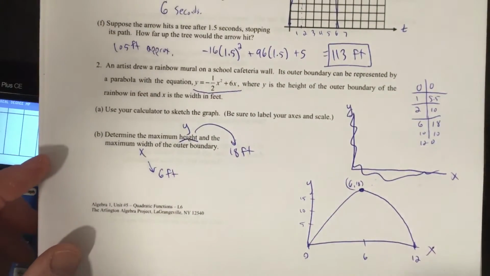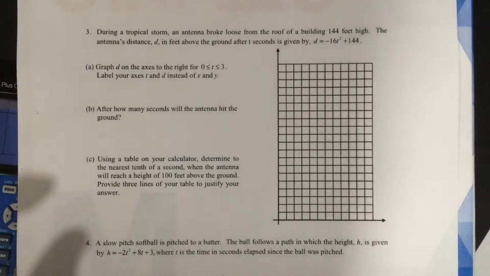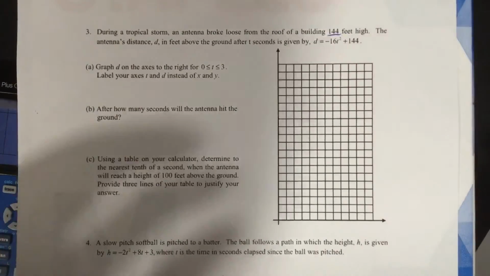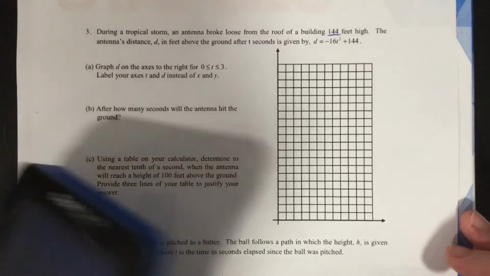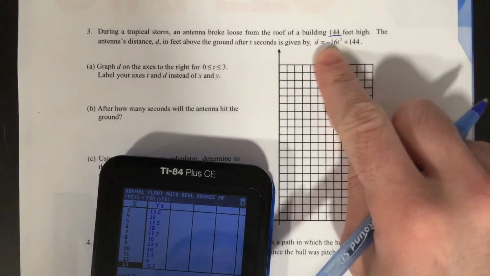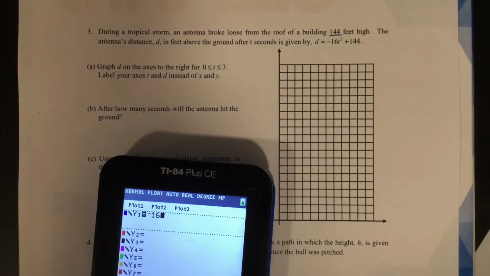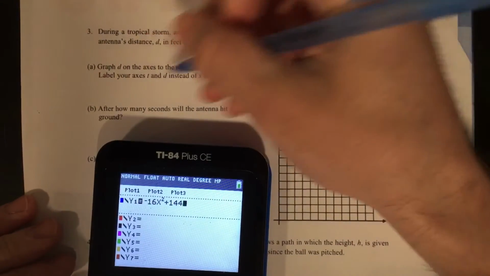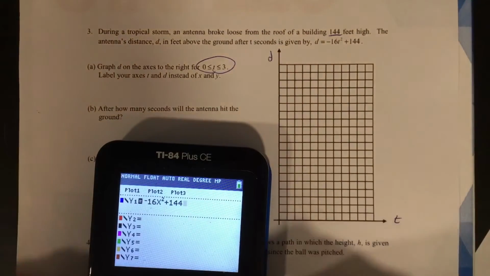Okay, and one more. Sorry, 2 more. During a tropical storm, an antenna broke loose from the roof of a building 144 feet high. The antenna's distance d in feet above the ground after t seconds is given by d equals -16t squared plus 144. Graph from 0 to 3, label t and d instead of x and y.